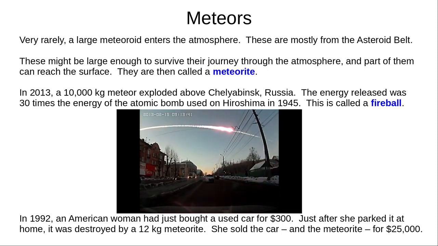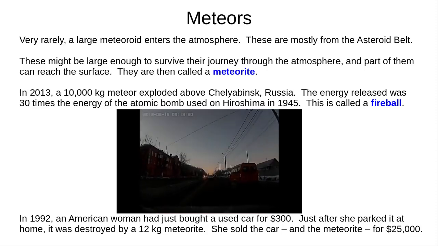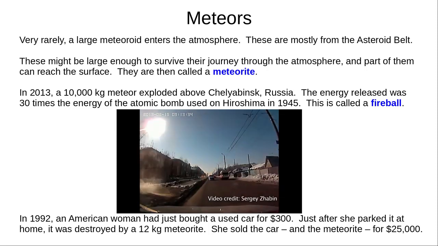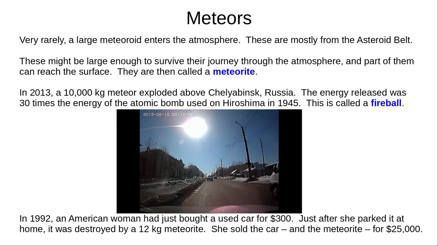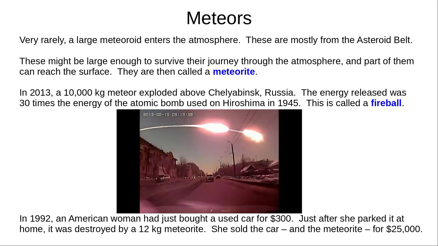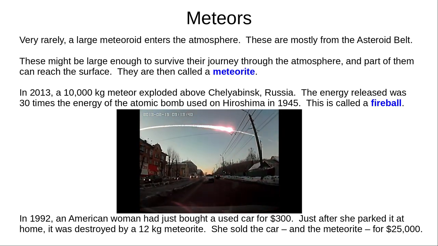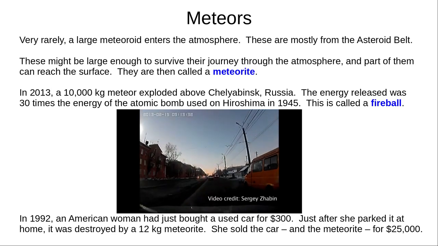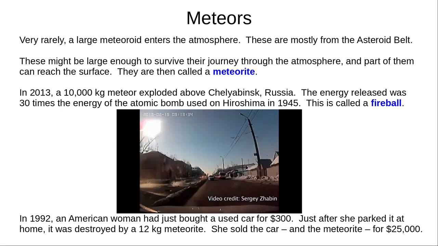In 1992, a 17-year-old American, Michelle Knapp, had just bought a car. She drove it home, went inside, and heard a loud bang. Her car had been destroyed by a meteorite. She paid $300 for the car. She later sold its remains, including the meteorite, for $25,000.